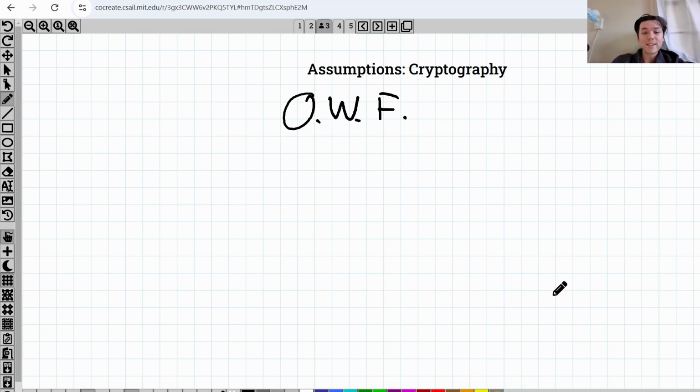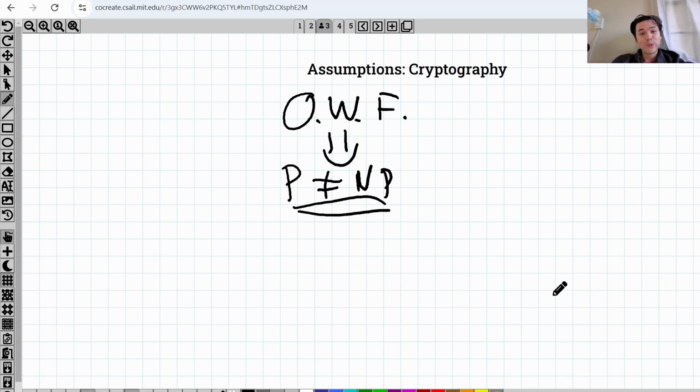And the thing is, if you could prove that one-way functions exist, this is a much stronger statement than proving P is not equal to NP. And we're not even close to proving this. Some people think it could be 100 years out from proving P is not equal to NP. And just the existence of one-way functions is so strong that you could prove in one line that P is not equal to NP. And we're going to do that at the end of this video.